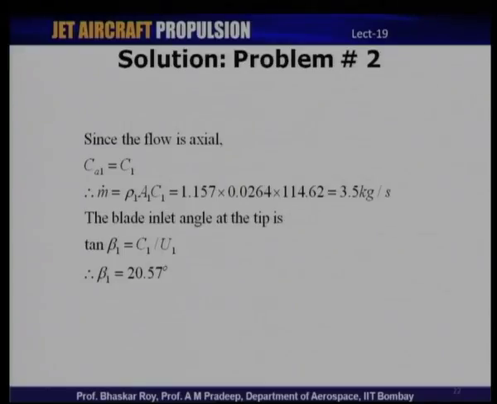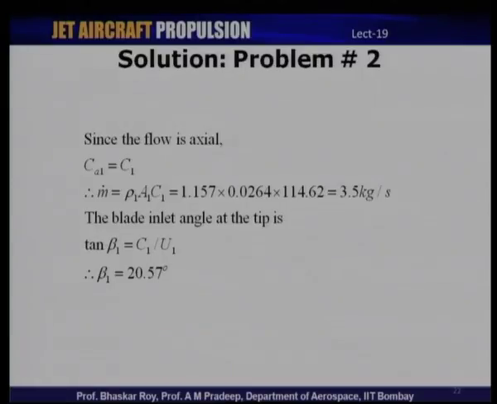parameter to be calculated is blade angle at the tip of the eye, which is beta 1. So, tan beta 1 from the velocity triangle is C1 by U1. If you substitute for both these, we can calculate beta 1 as 20.57 degrees. So, this is the blade angle at the tip of the inducer.